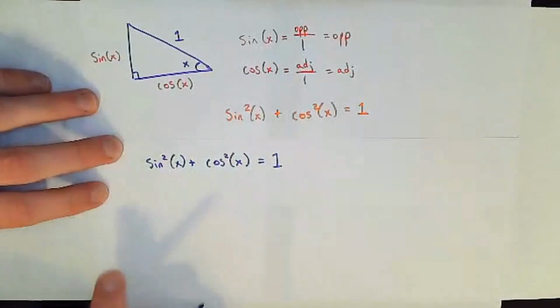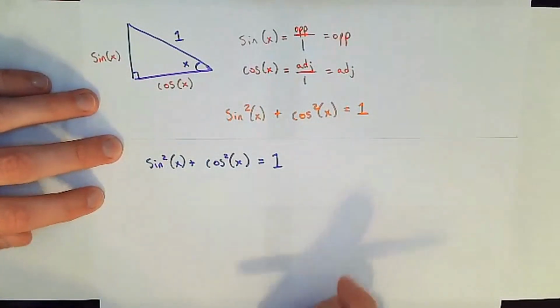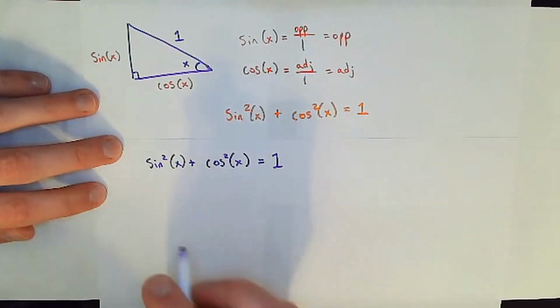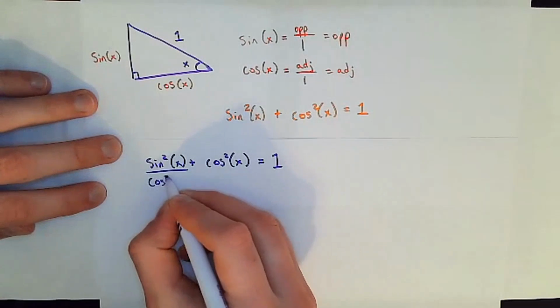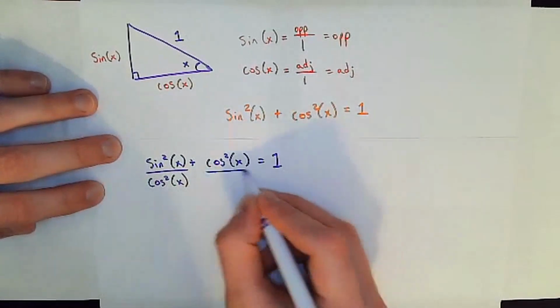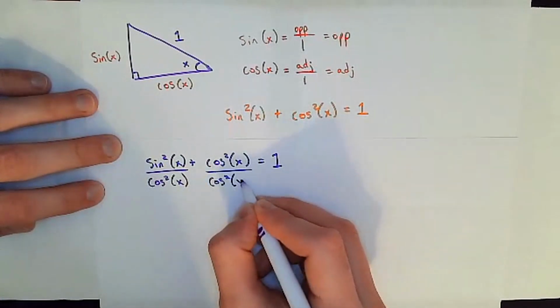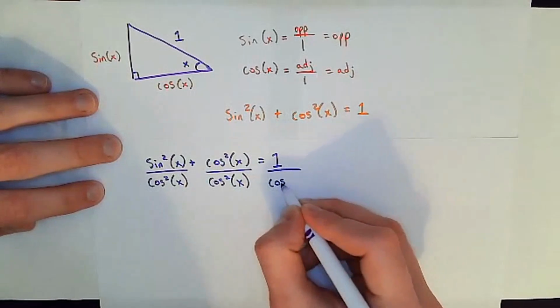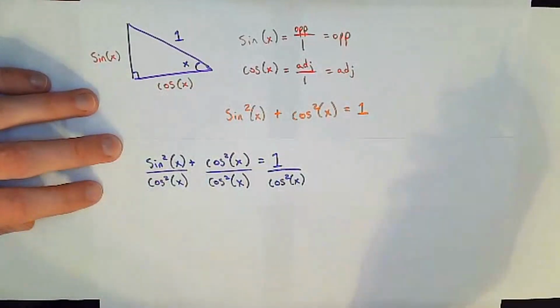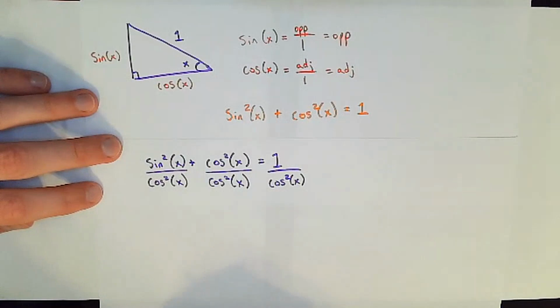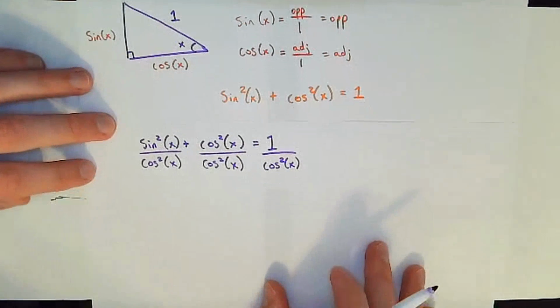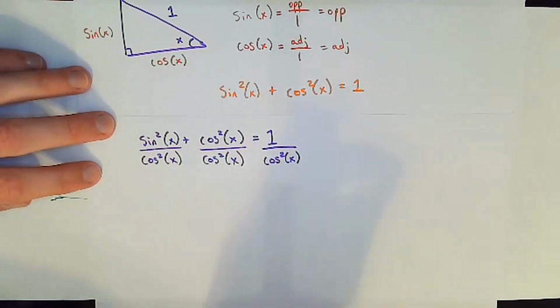I remember that if I can divide all of these terms by cosine squared, why would I ever want to do that? Well, because I know that's going to yield a new identity in terms of secants and tangents. And there's going to be another one that involves cosecants and cotangents. So that's what I'm trying to get to here.